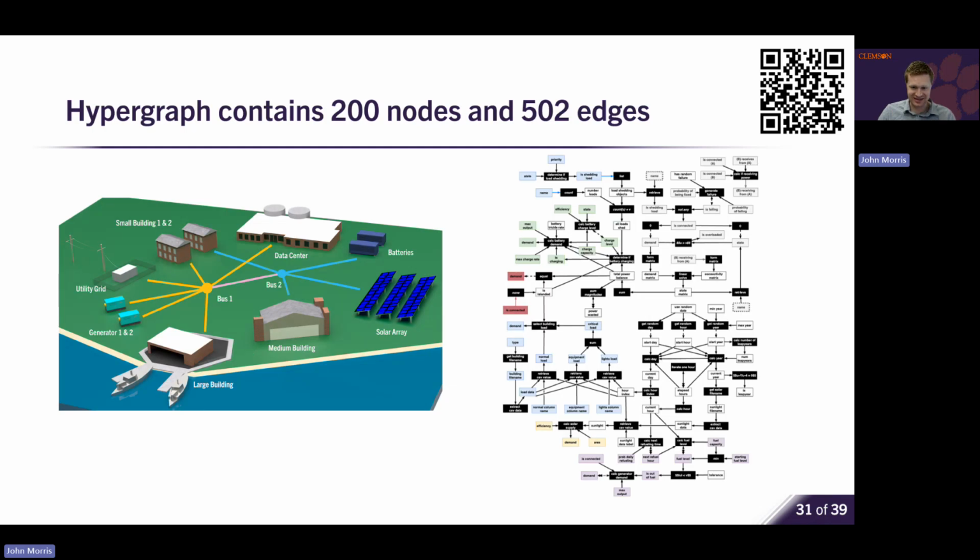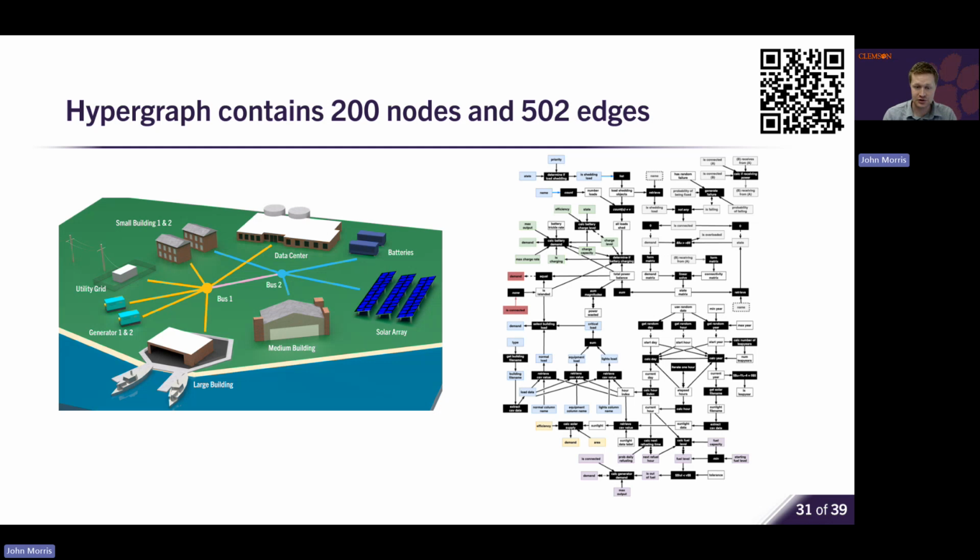And the answer is this. It's a little messy. This is a complex system. There's a lot going on with it. There's 200 different state variables. That's 200 different ways that we can characterize change in our system. And there's over 500 edges. These are 500 different constraints that show how the system might behave.